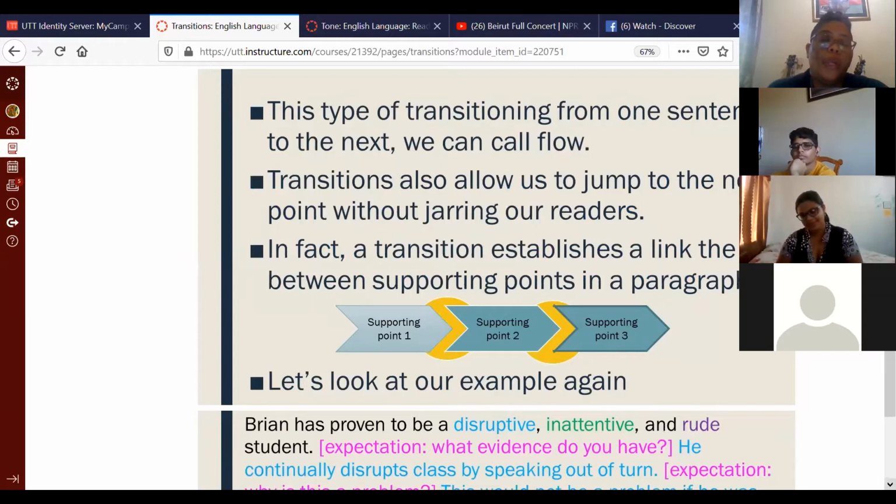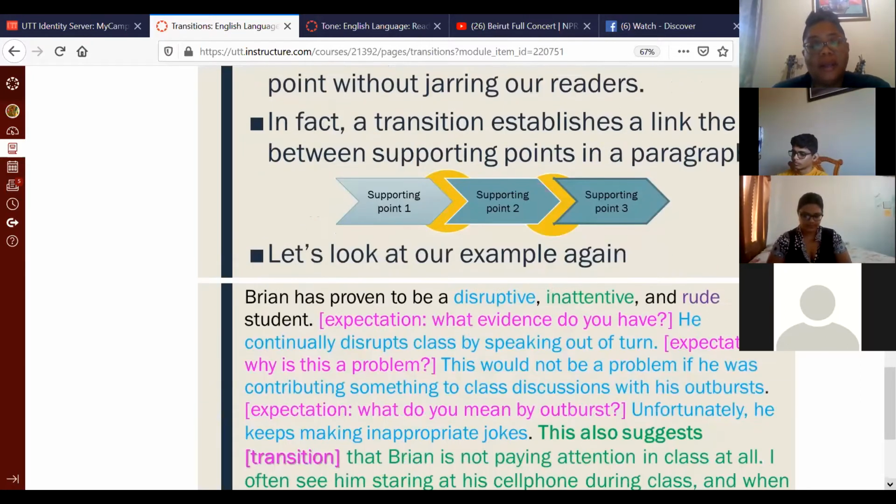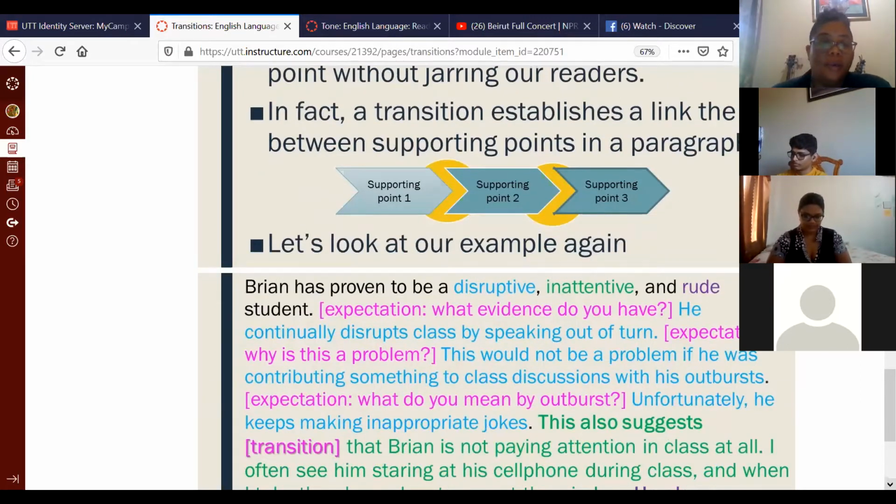When we are switching tactics, or when we're switching to another topic, transitions also help smooth out that switch. So it doesn't feel like we're just jumping from one thing to the next. We are actively building in ties.